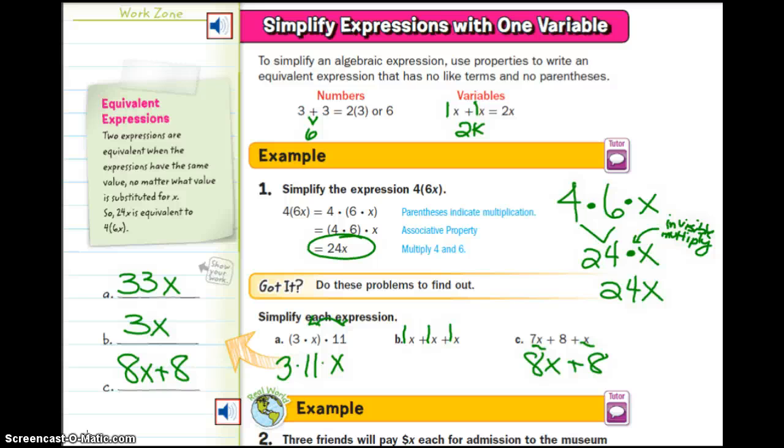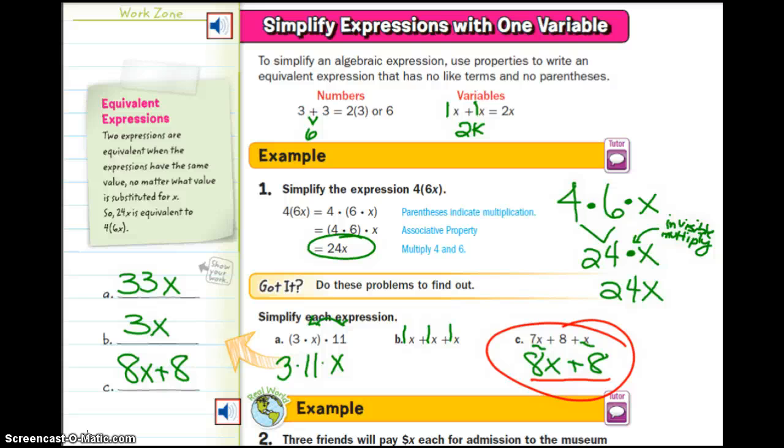In B, each one of those x's represents 1x. So 1x plus 1x plus 1x is 3x. And then the last one, I have 2 variables and 1 constant. So the 7x plus the 1x makes 8x plus 8. And I'm done. In this case, I can't do anything else with this. Why? Because that's 8x and the other is just simply an 8. So I cannot combine them.